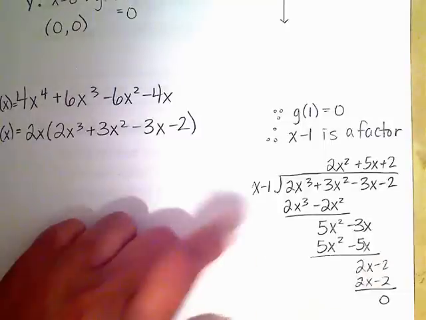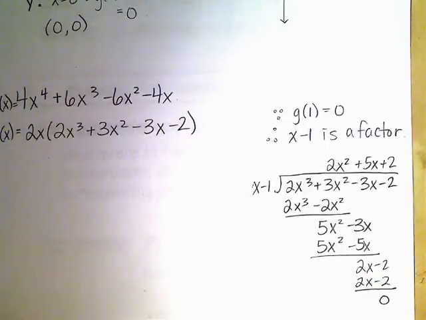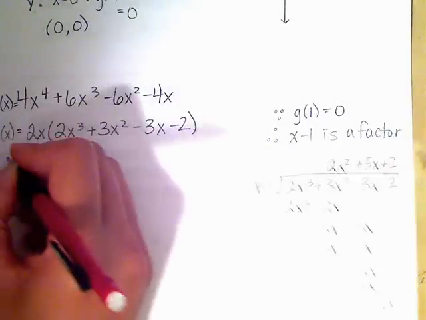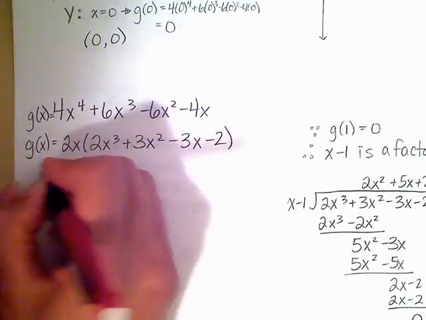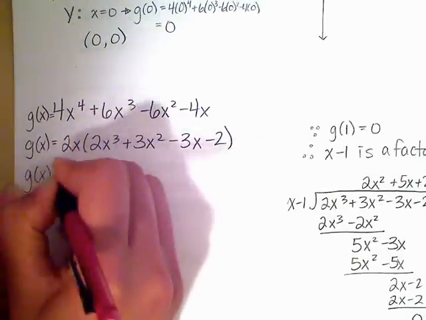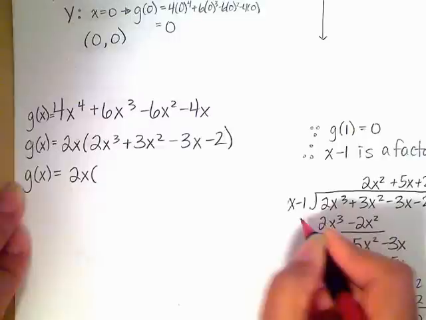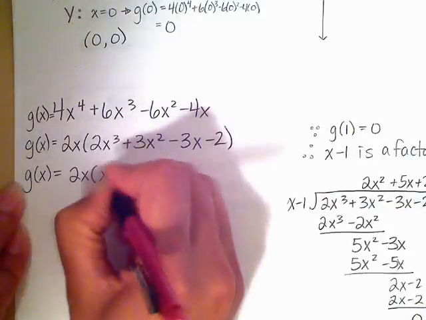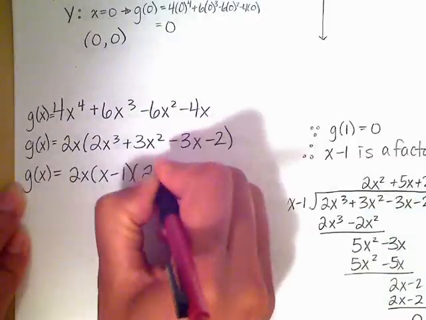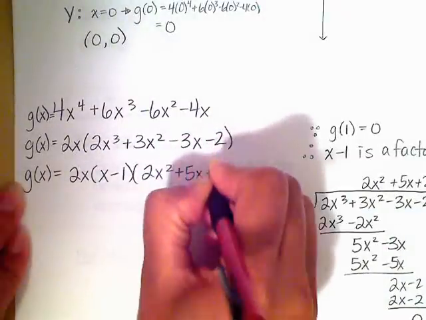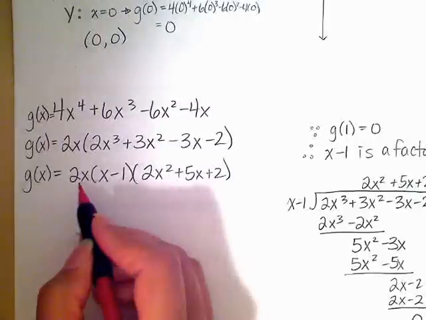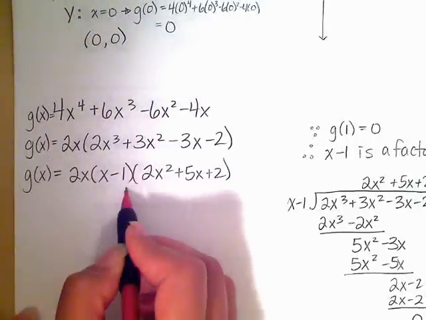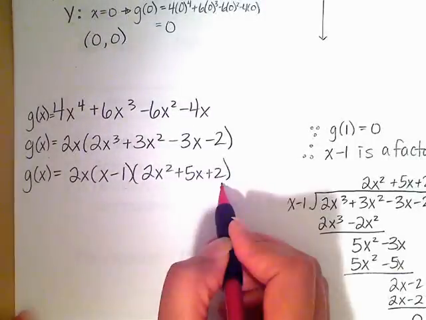And again, if you didn't end up with a remainder of 0, then that means that you made a mistake in choosing your factor, or maybe you made a mistake in your long division. So far now, my function looks like g of x equals 2x times, my divisor was x minus 1, and my quotient is 2x squared plus 5x plus 2. So far I have 2x as one of my factors, x minus 1 as my second factor, and then a quadratic trinomial as my third factor.